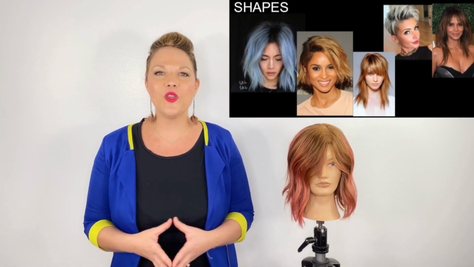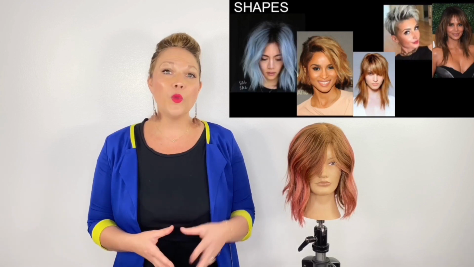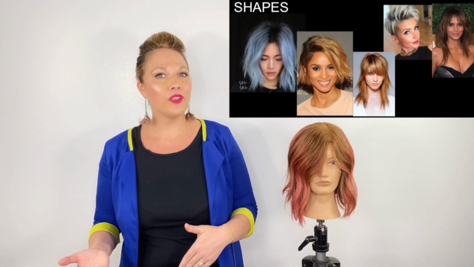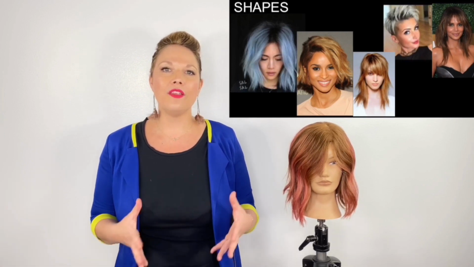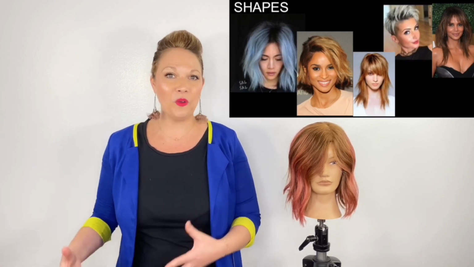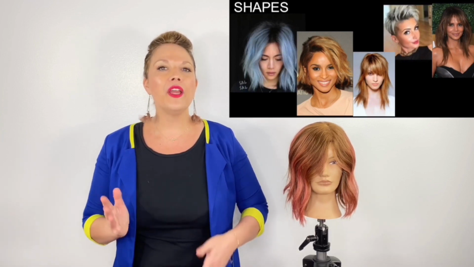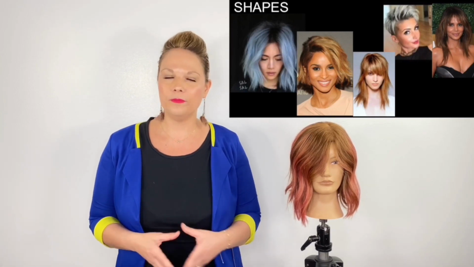If you take a look here, you can see many different shapes. When we think about shape, there's only two lines in the universe, straight and curved. That applies to when we cut hair. We can only ever really create those two types of silhouettes and shapes. As you can see in these pictures, there's a variation of straight silhouettes as well as curved silhouettes.